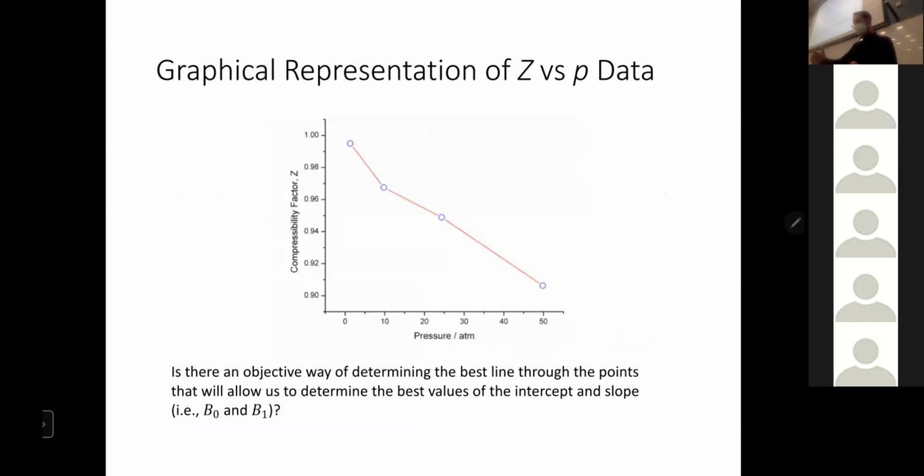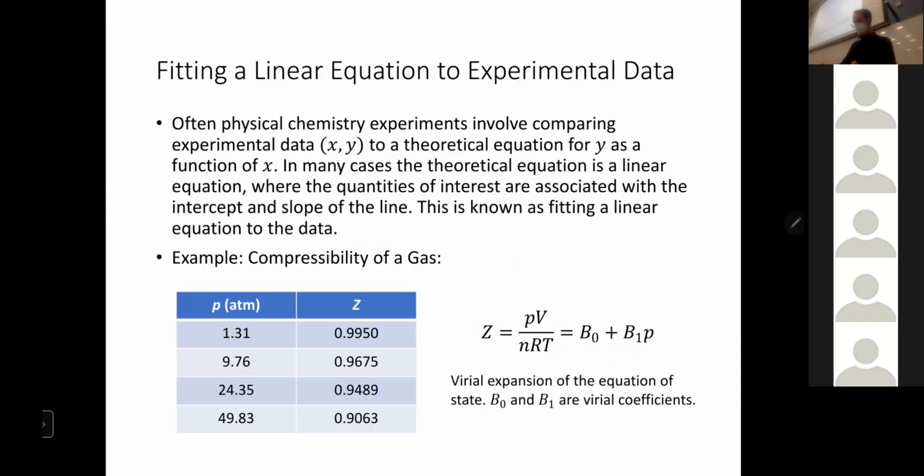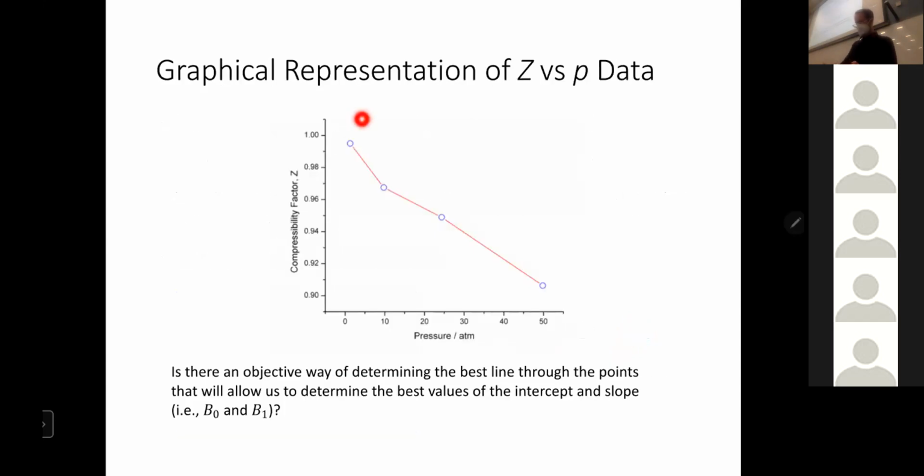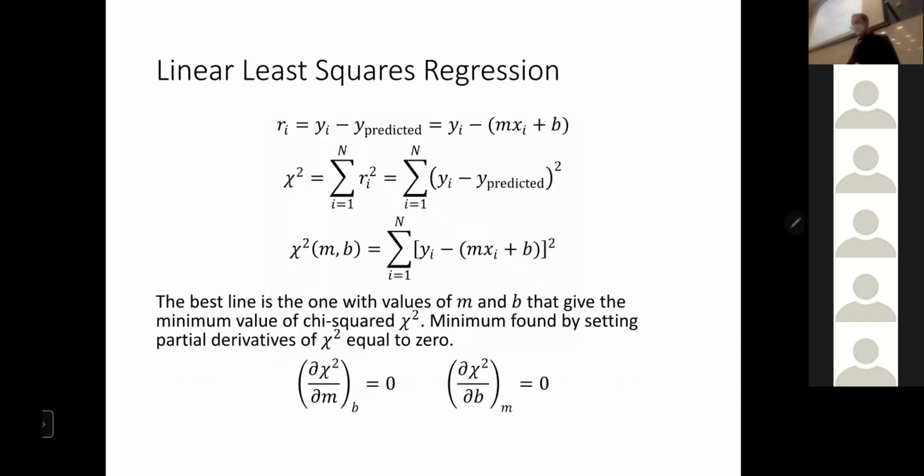Well, you can look at the data and eyeball where the line should be, but that's probably not a very objective way of solving the problem. Because if I told 10 different students to draw their estimate of what a line should look like going through the data, you'd probably get 10 different lines. So we want an objective way to approach this problem. And the method that we're going to use is called a least squares linear regression.